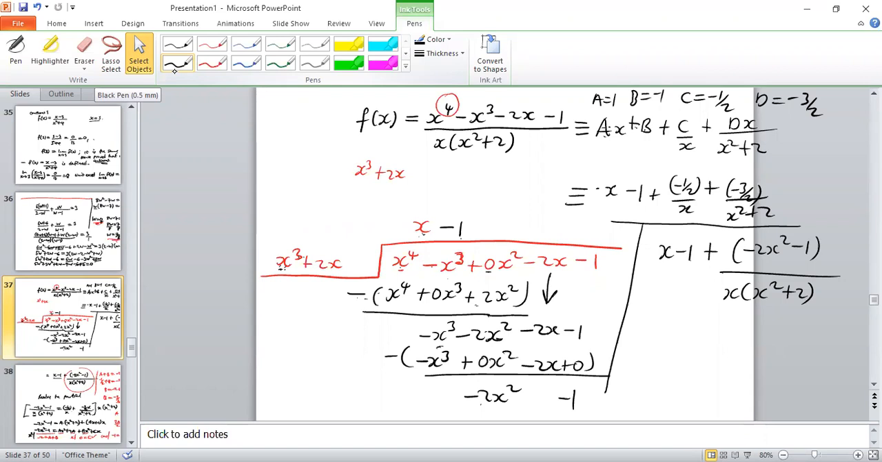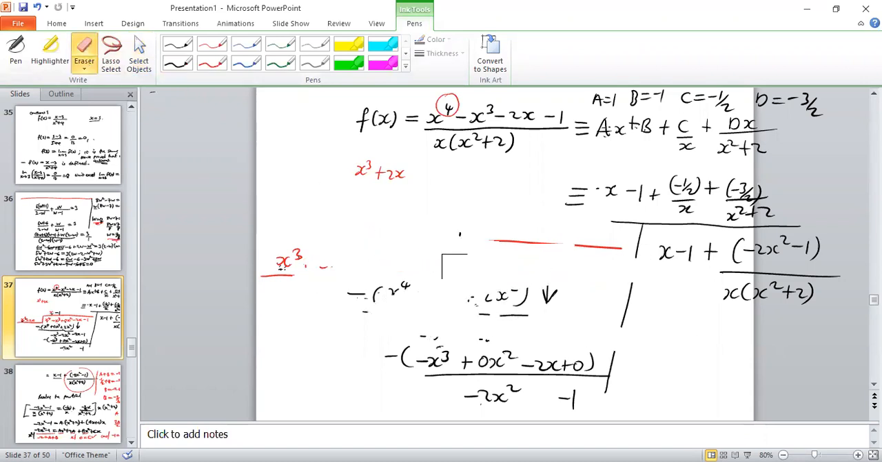So the next thing that we do now, they want us to integrate it. So it means we have this.